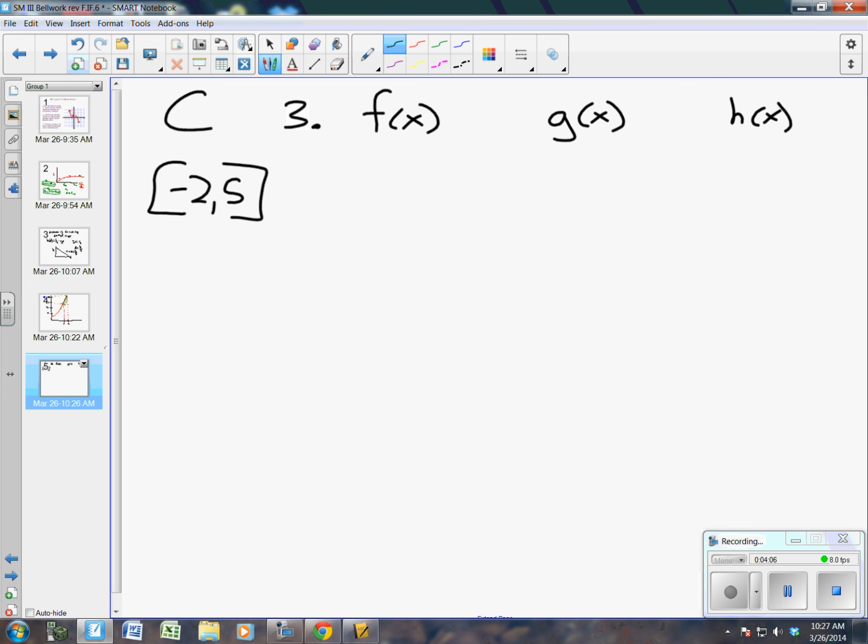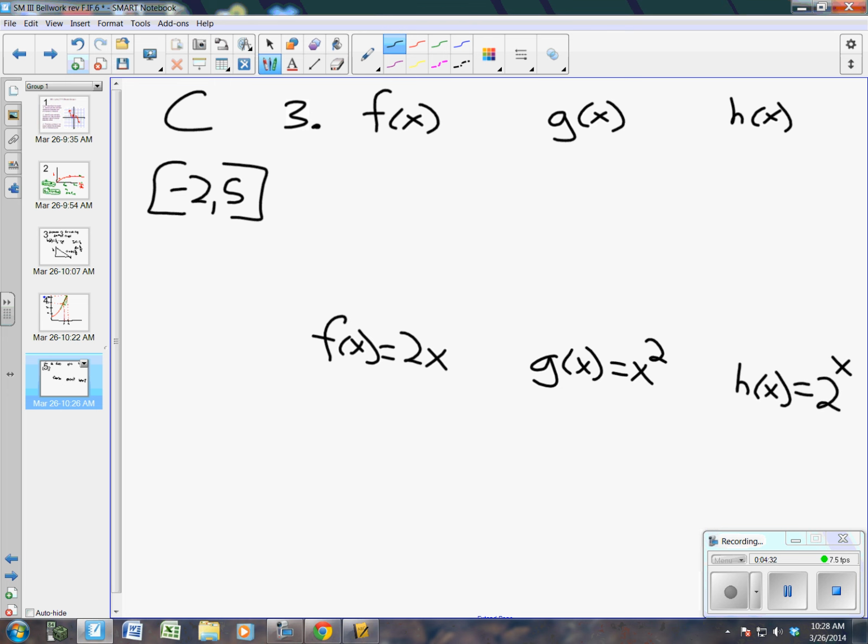So, if you look at the functions on each one of those, we know that the function f of x is equal to 2x. What kind of function is that? Okay, linear. And g of x is this kind of a function right here. It's x squared. What kind of function is that? Quadratic. And h of x is 2 to the x. What kind of function is that? Exponential. So you have a linear, quadratic, and an exponential.